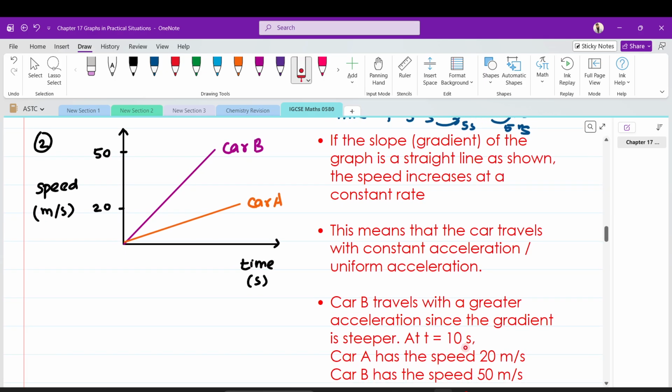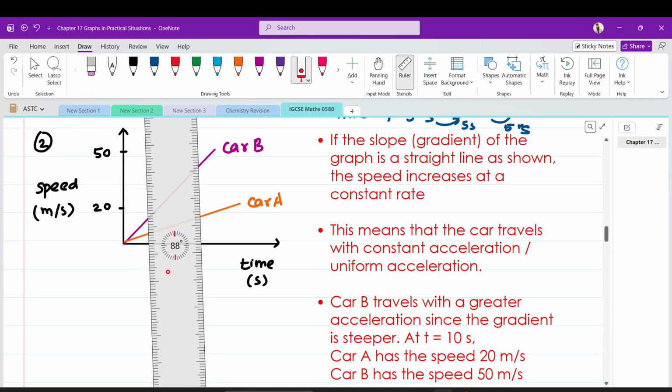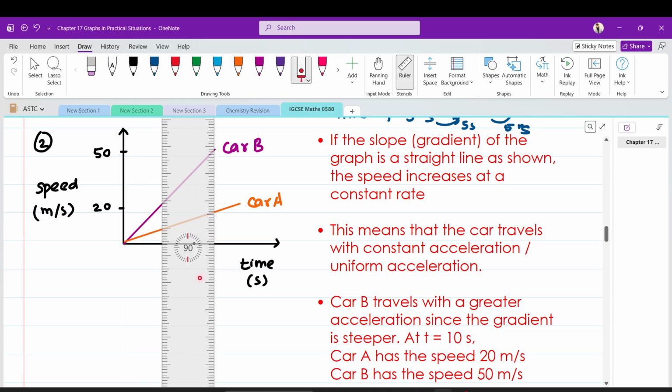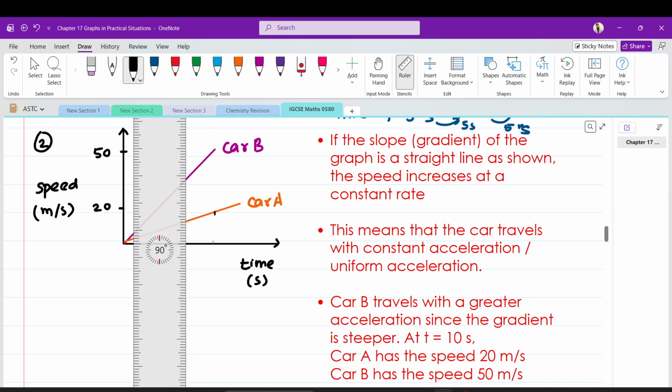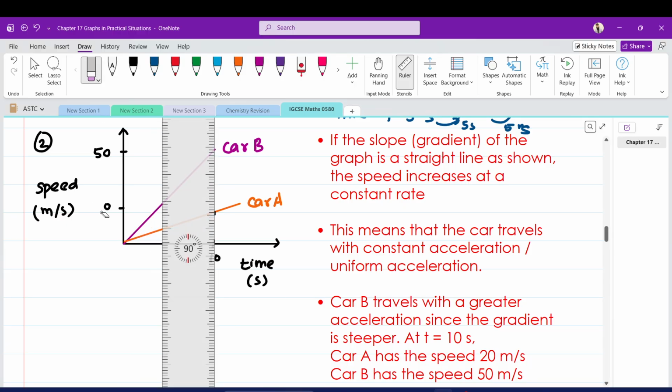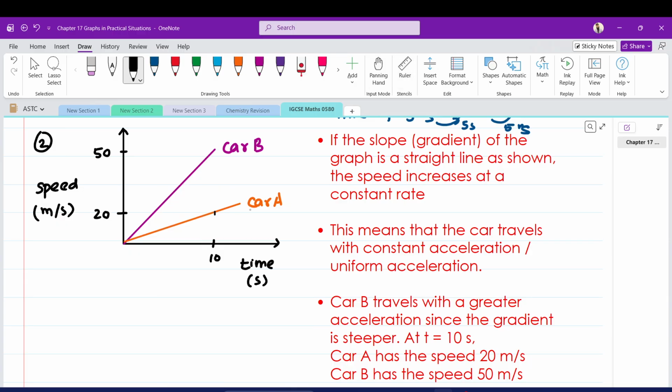We can also take a look at a comparison at t equals 10 seconds. Car A has the speed 20 meters per second, car B has the speed 50 meters per second. So at this particular point, somewhere around here, this will be my 10 seconds. Let me just quickly mark this again. So 20 meters per second should be somewhere around here.